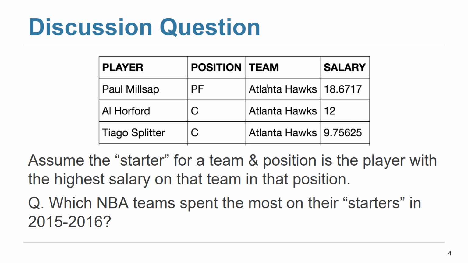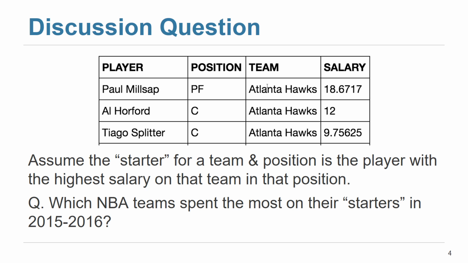Because summation would be like, if you group by team first and sum the salary, you get the salary for the whole roster. But we don't want to do that. We want to get the salaries for the starters. So we need to determine the starters first. That's why you should group by team and position.